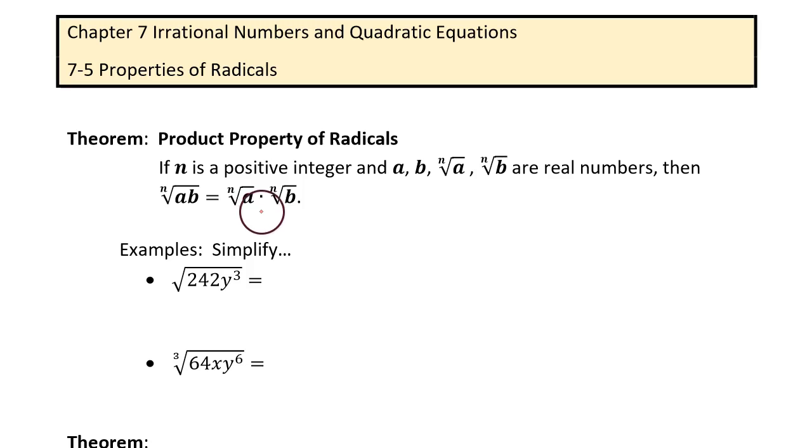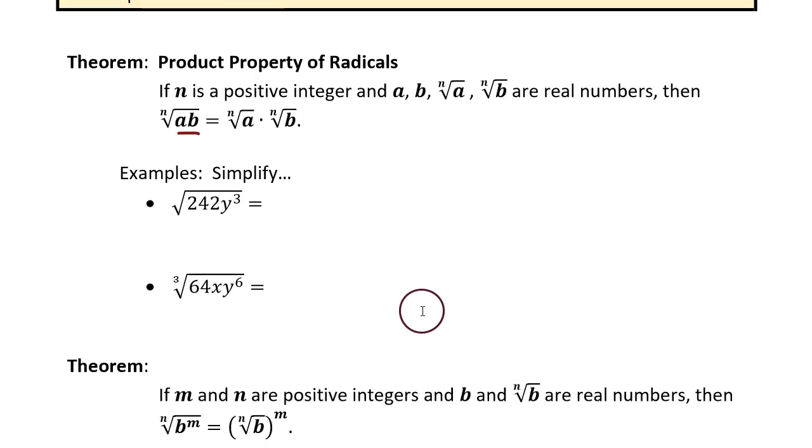You can kind of think of this as factoring, rewriting this product as the two factors that multiply together to create it. With that theorem, we can simplify expressions involving radicals. Let's say we wanted to find the square root of 242y cubed. We can rewrite that as a product of square roots. For example, 242 is equal to 121 times 2. And y to the third power is equal to y squared times y.